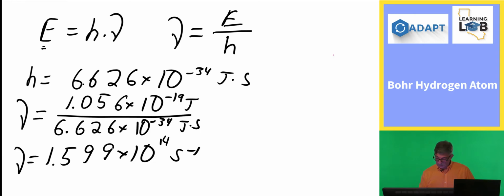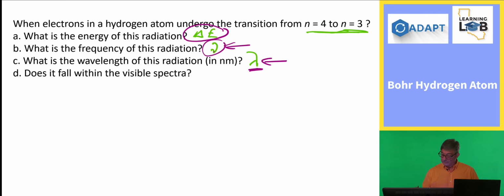We have our frequency, and again, on the units, we do want to track that the joules canceled out, and we are in reciprocal seconds for frequency. With that, we have calculated the frequency. Now what we want to calculate is the wavelength associated to that frequency.